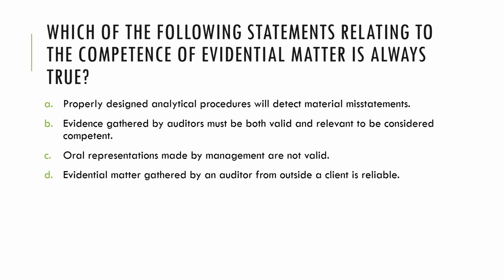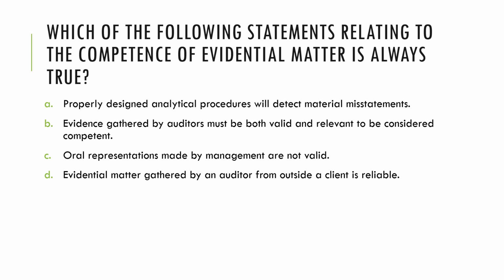Letter B, evidence gathered by auditors must be both valid and relevant to be considered competent. So this may have a chance of being the correct answer. So let's leave it there. Possibly a correct answer. Letter C, oral representations made by management are not valid. This is not true. Oral representations made by management are still part of our audit evidence, only that we are not to take them at face value. We always try to corroborate, but it doesn't mean that they are not valid. They are still valid. Letter D, evidential matter gathered by an auditor from outside a client is reliable.